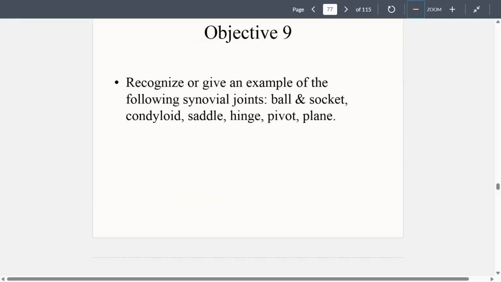All right, so that's going to cover our major joint types. Our next audio is going to cover examples of the different types of synovial joints. So not all synovial joints are created equal or have the same motion/shape. So that's what the next audio is going to be about.